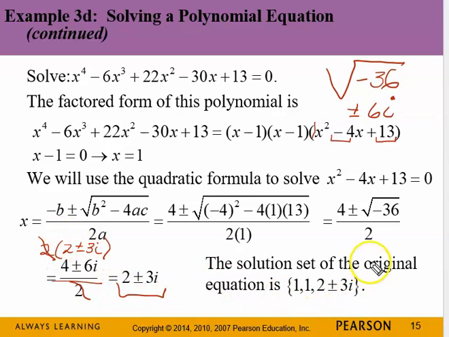So notice what our zeros are from that original equation. It took us a long time to get there. Positive 1, a positive 1, and then 2 plus or minus 3i. This portion, remember, is a complex number. Part of it is real, part of it is imaginary.